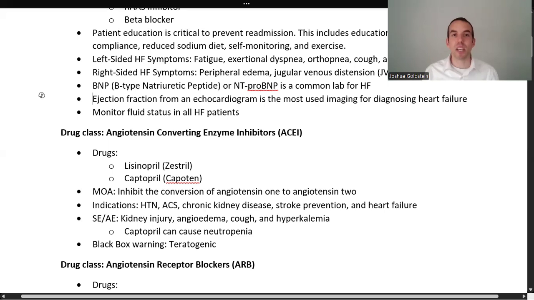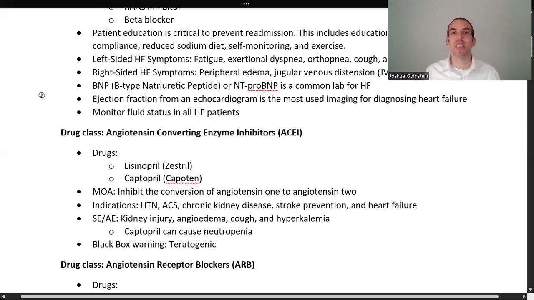Next, we have ejection fraction. Ejection fraction is how we diagnose a patient whether or not they have heart failure. A normal ejection fraction, or EF, is roughly 55 to 70%. There is some textbooks out there that have slightly different numbers, 50 to 70, 50 to 75. We're going to go with 55 to 70% is going to be a normal EF.